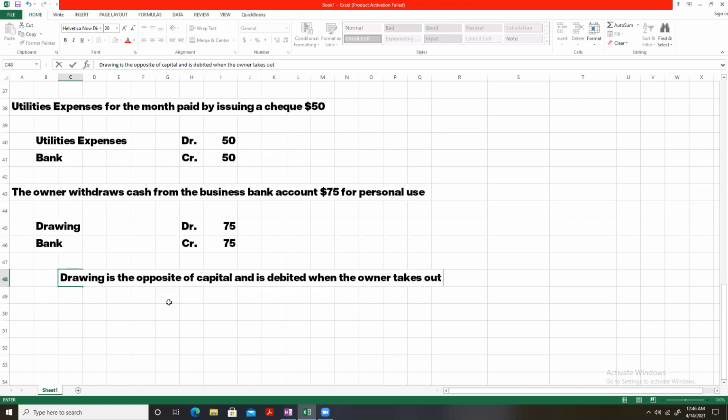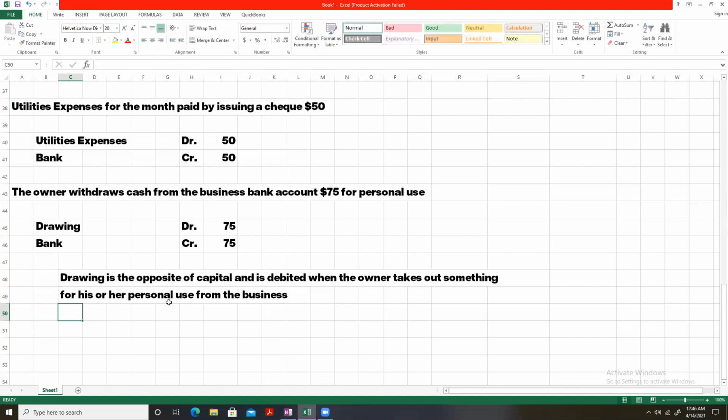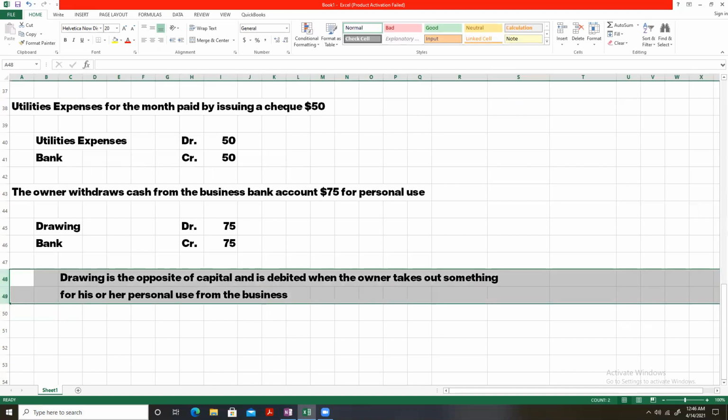Drawing is debited when the owner takes out something for his or her personal use from the business. This is the point that you should bear in your mind. This is the point that you should be very much clear about.